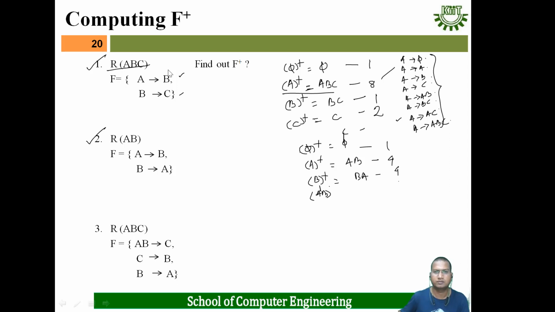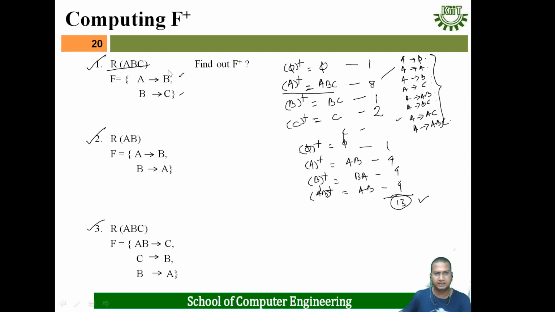Then AB combination of 2, AB closure is equal to AB, 2 to the power 2 is equal to 4. Total how many number are possible? 1, 2, 1, 13. 13 number of functional dependencies are possible in this case. Okay, then we will find out the functional dependencies for this case.